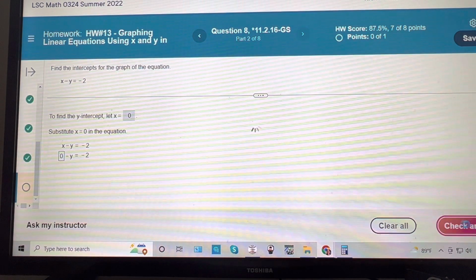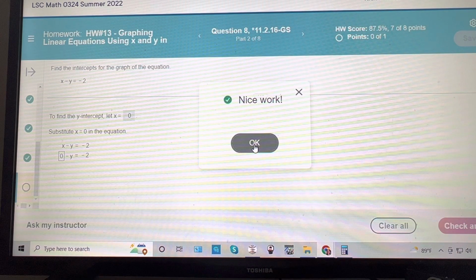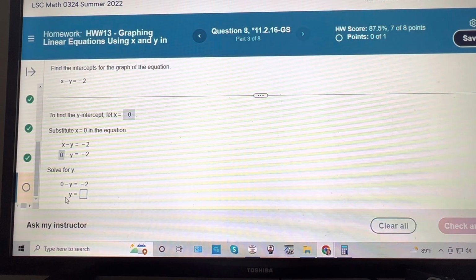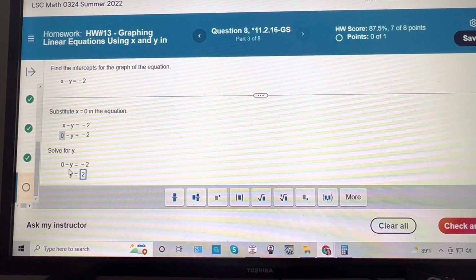Literally put a 0 in for x. 0 plus or minus anything is the anything. So literally the 0 disappears and you just have negative y equals negative 2. Now, you can't have negative y in your answer, you need positive y. So then you divide both sides by negative 1. Negative 2 divided by negative 1 is positive 2. Or think of it this way, if negative y is negative 2, then positive y must be positive 2.